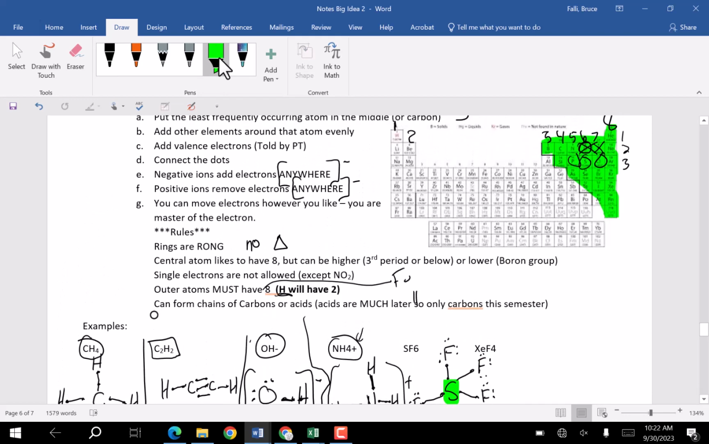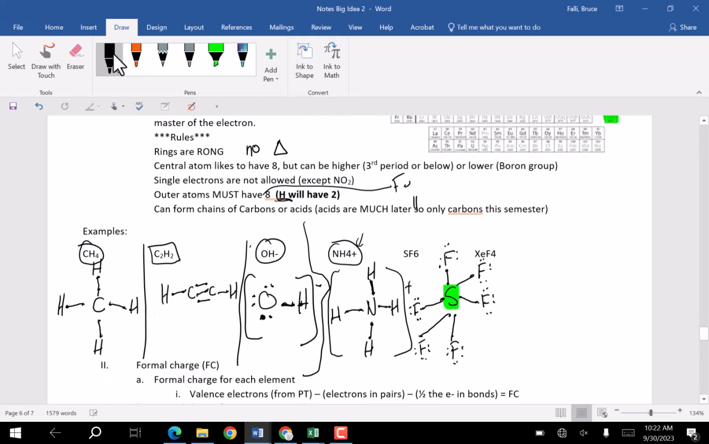XeF4, just kind of as a little note, here's xenon. It's a noble gas, so you'd think it wouldn't bond, but guess what? AP Chemistry says it does, so we're going to do it. It is down low, so we can also break the octet rule. Speaking of octet, xenon has 8 electrons. And throwing out some fluorines.